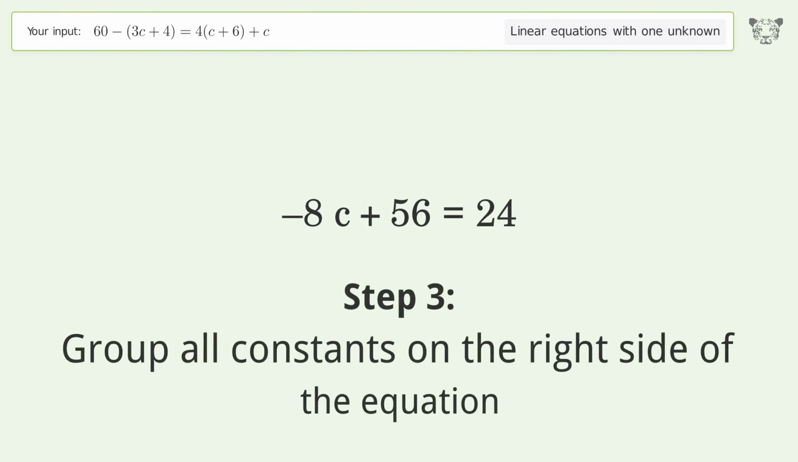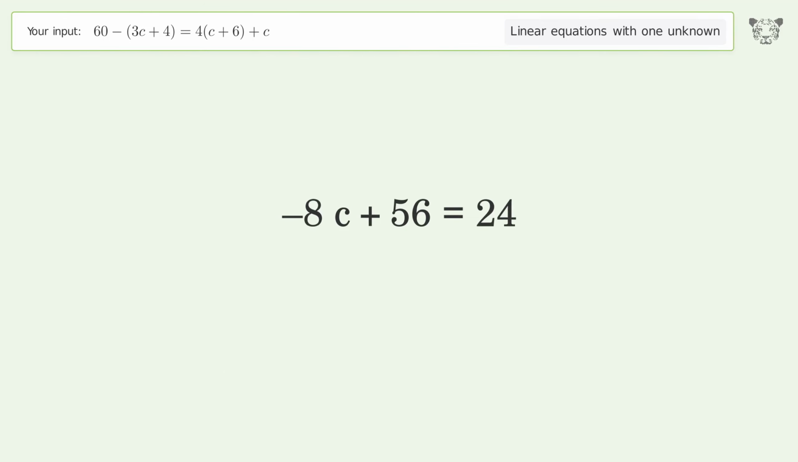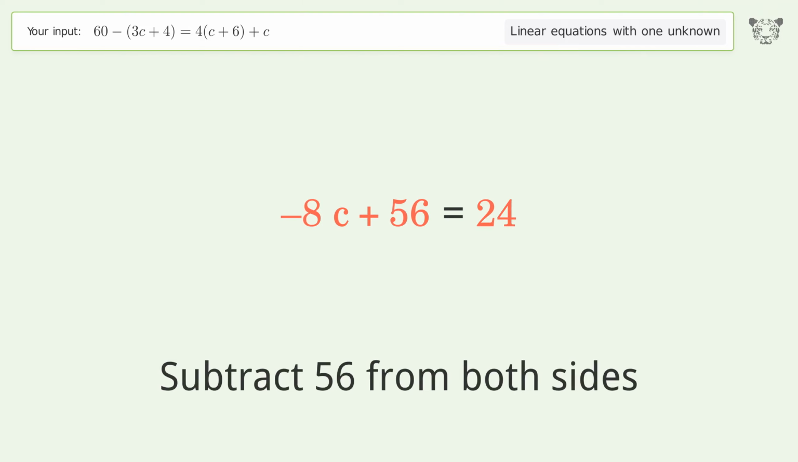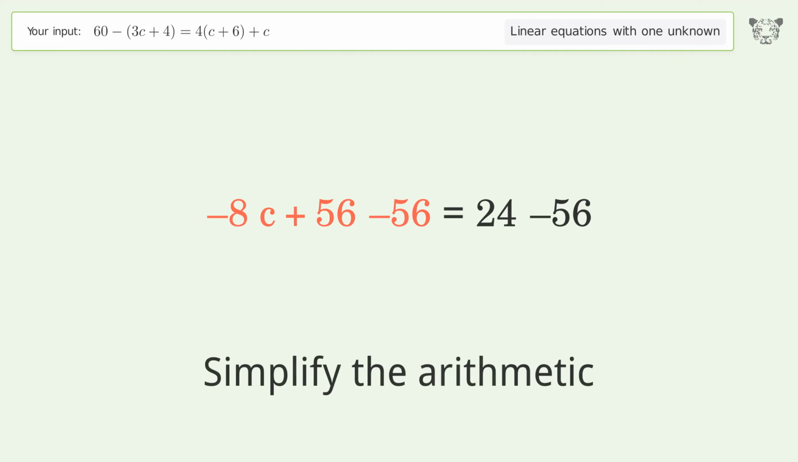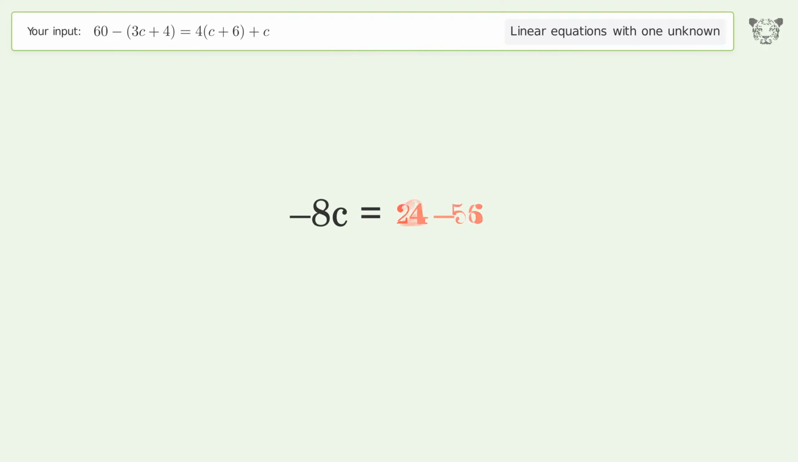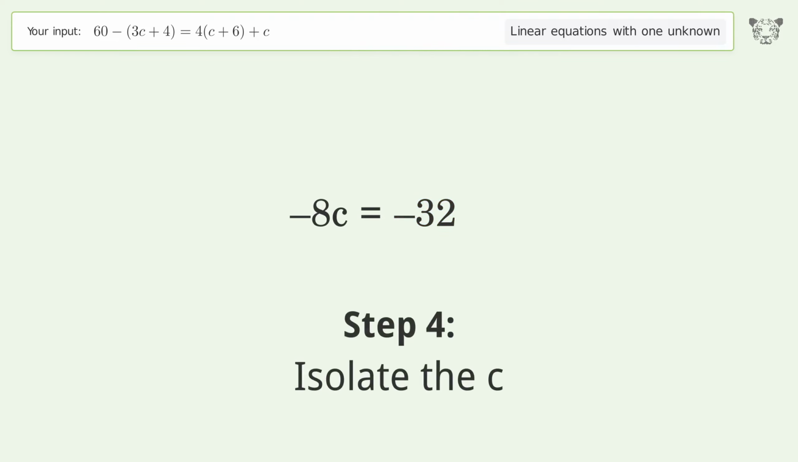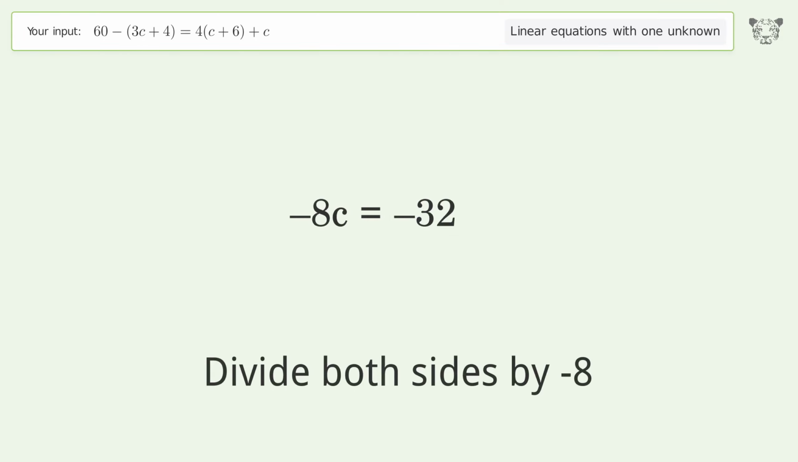Group all constants on the right side of the equation. Subtract 56 from both sides. Simplify the arithmetic. Isolate the c. Divide both sides by -8.